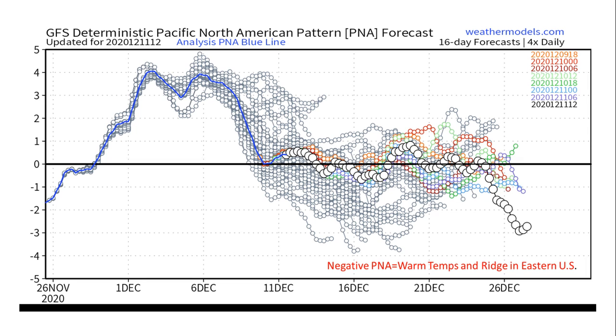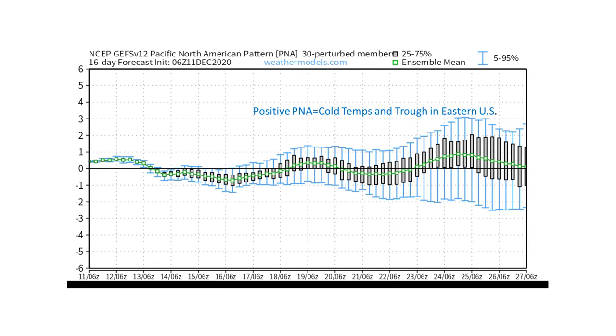So again, we'll have to watch the trends to the Pacific North American pattern. This is the NCEP GEFS v12 PNA, 30 perturbed members, showing more of a neutral situation, and then actually going slightly positive. One of the models is actually showing a slight positive trend around Christmas and just beyond.